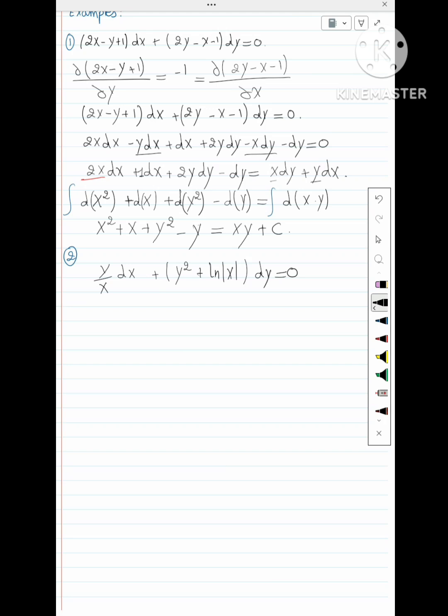We need to see if it's homogeneous, so we need to replace x and y by tx and ty. Here it is going to be cancelled, and here it is not. We will have t squared right here and ln t right here, so it's not homogeneous.